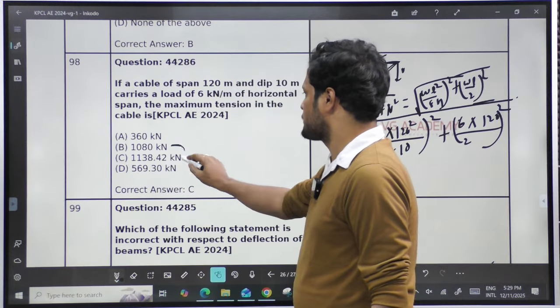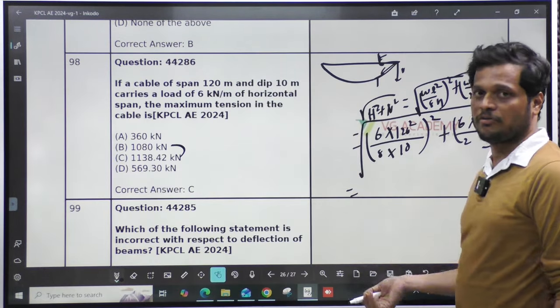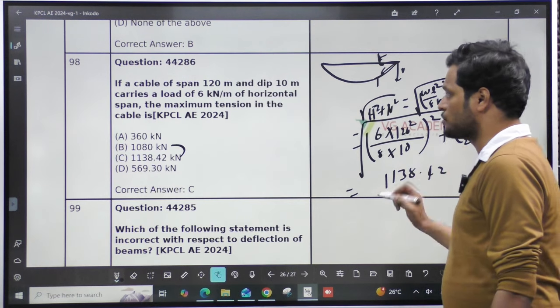Close values are there, so just verify the answer. We are getting 1138. Okay, so I can verify the answer. 1138.42 should be the answer.